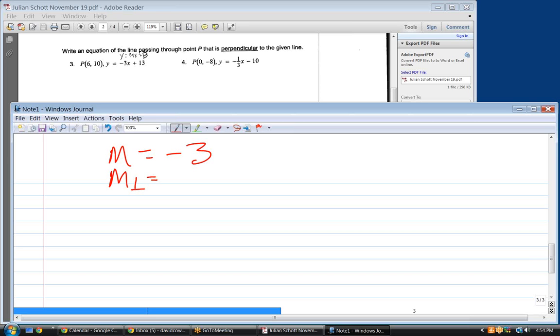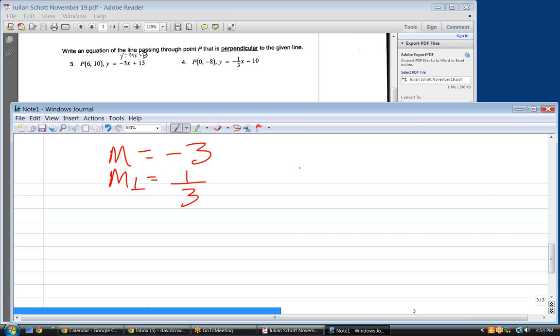1/3. And what's the opposite of negative? Positive. So the slope of our perpendicular line is plus 1/3. Now we have a slope, and we have a point. What's the equation of our line?